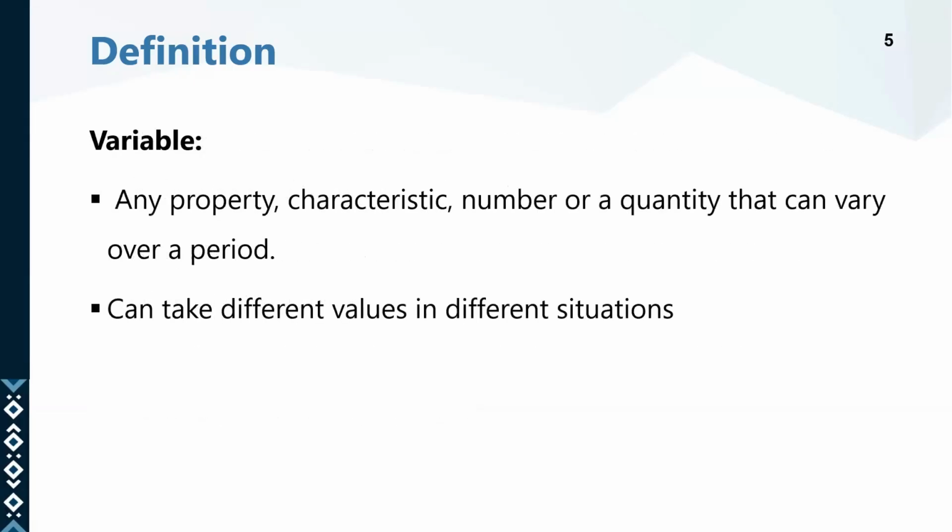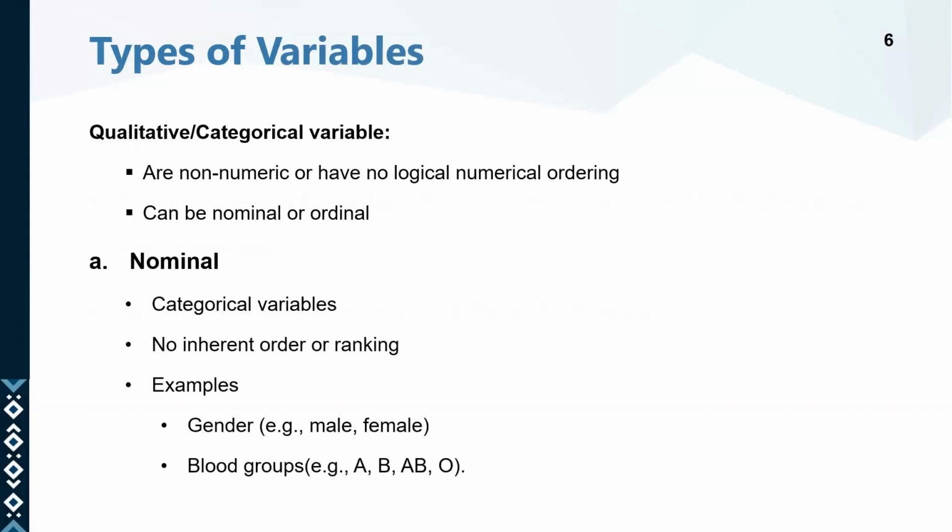discussion for today. So a variable can also be defined as any property or characteristic that can vary over a period of time. It can take different values in different situations, in contrast to a constant that always has a fixed value. So we are going to be mentioning variables all along this presentation. So we have two major types of variables, that is quantitative and qualitative variables.